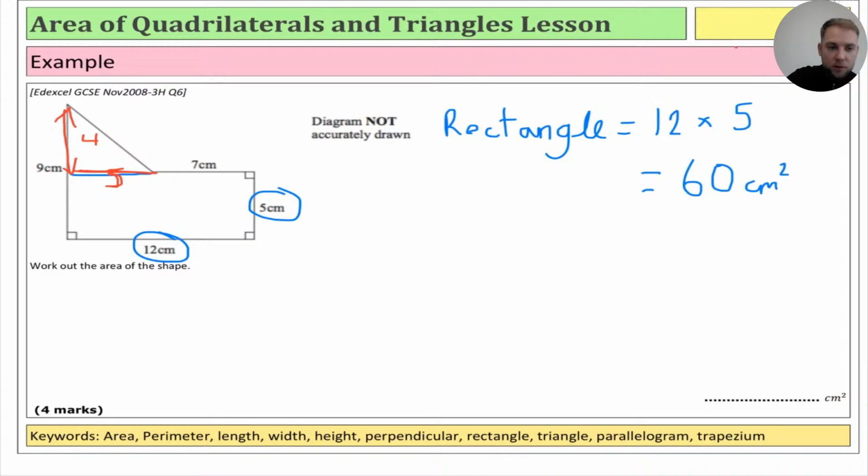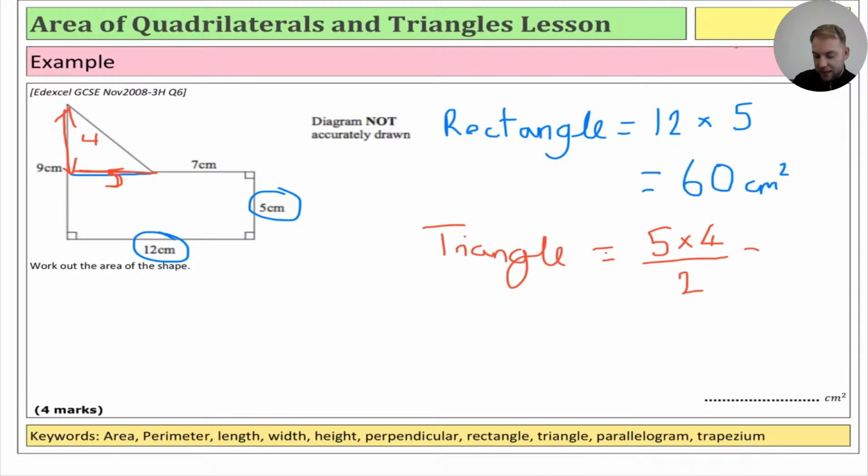And then I'm going to do the triangle. Now remember, what do people always forget to do with the triangle? They always forget to divide by 2. So the triangle, the base is 5, times by the perpendicular height, which is 4, all divided by 2. Now 5 times by 4 is 20, divided by 2 is equal to 10 centimetres squared.